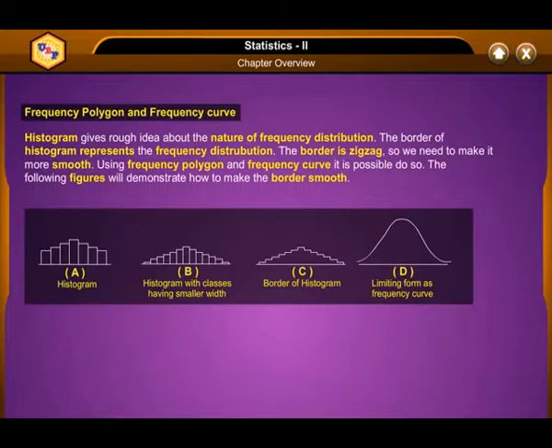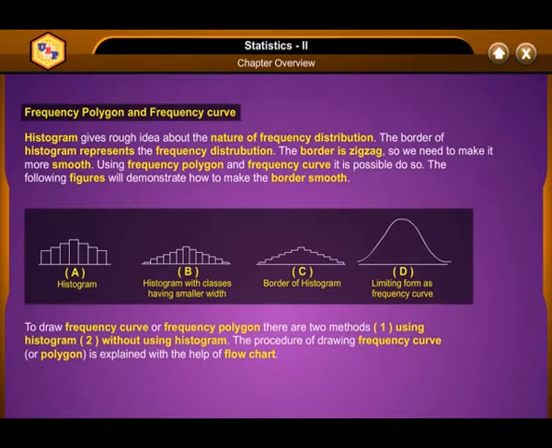The border is zigzag, so we need to make it smoother. Using frequency polygon and frequency curve, it is possible to do so. The following figures will demonstrate how to make the border smooth. To draw a frequency curve or frequency polygon, there are two methods: 1. Using histogram. 2. Without using histogram.